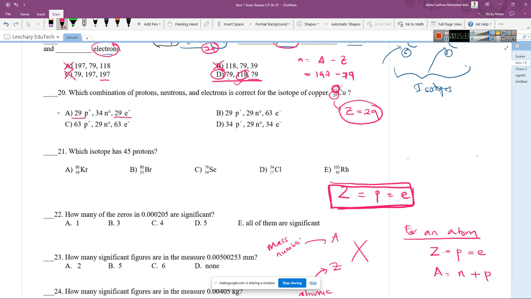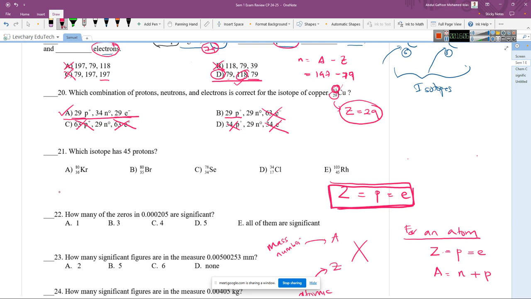Yes. So the answer should be A. Look at the other responses. Here 29 protons is okay, but not 63 electrons, because 63 is the mass number. It cannot be equal to the number of electrons. And here 34 is also not correct. Here again 63 is not correct, and here also 63 is not correct. Why? Because the number of protons cannot be 63 for an isotope. So the answer is directly A.